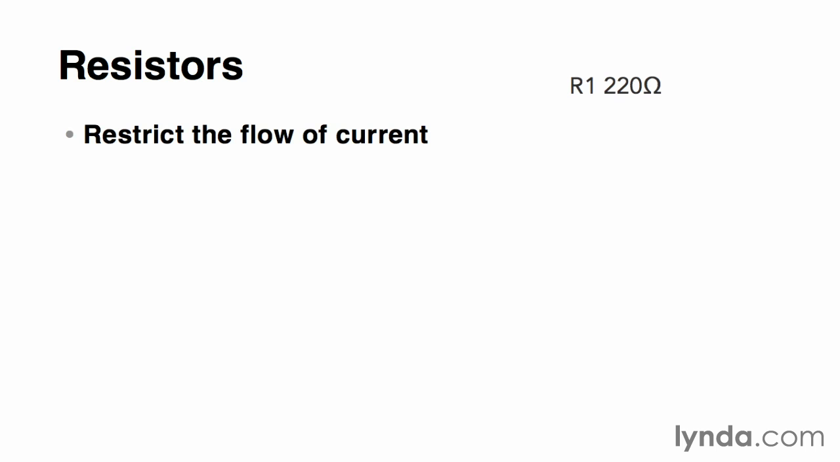Resistors restrict the flow of current through a circuit. Usually they'll be labeled with a note like R1 for resistor 1, or R2 for resistor 2, or a number indicating the resistance. In this case, we see resistor R1 at 220 ohms.